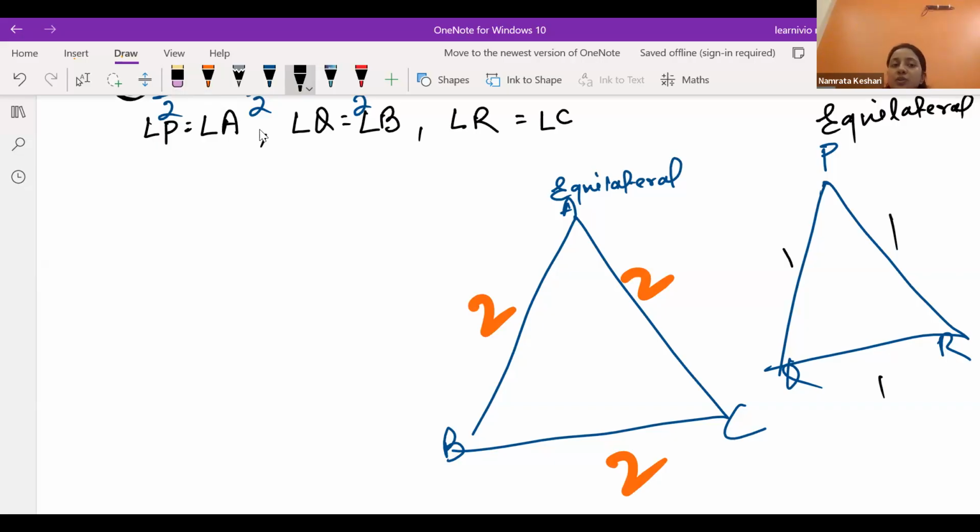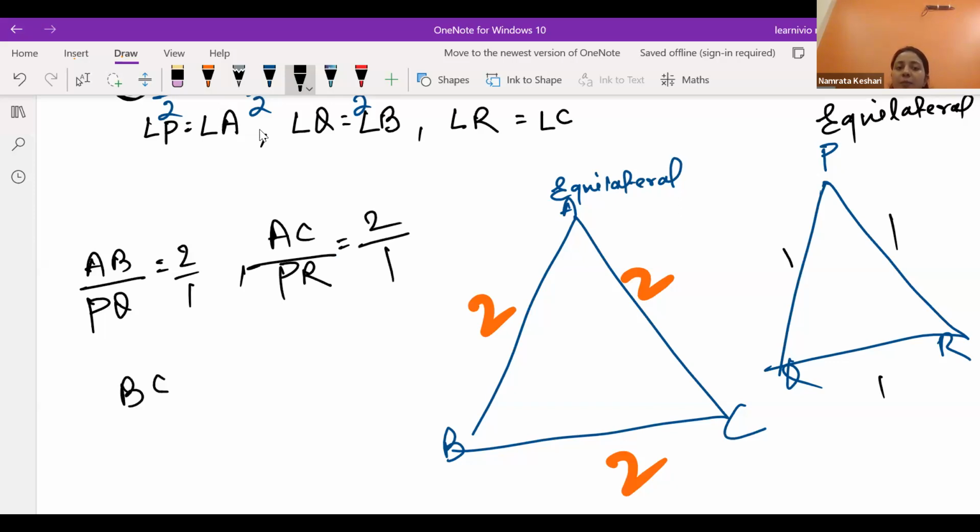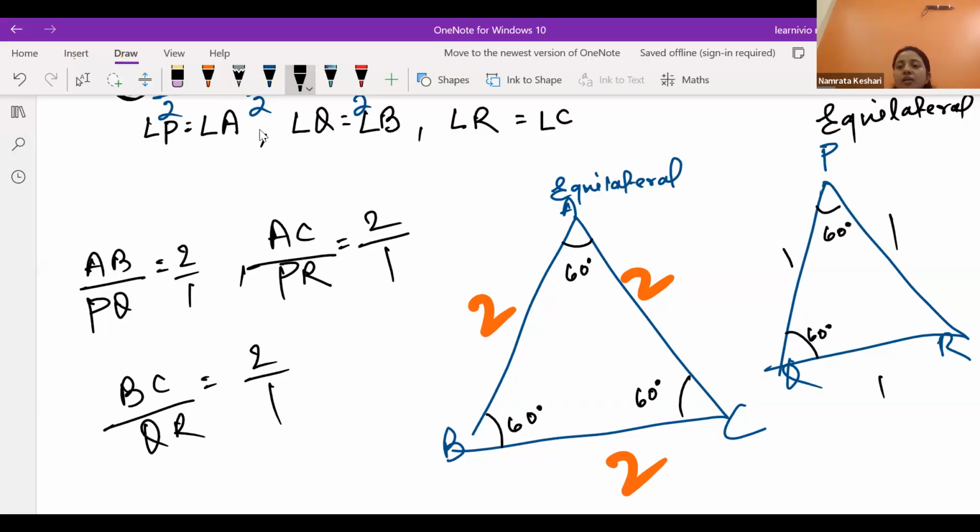Whatever be the measurement, you can see AB by PQ, yes, it is same. AC by PR, whatever way you will try creating the ratio, yes, it is same. BC by QR, yes, it is same. And angles, of course, it is equilateral. Each and every angle over here will be 60, 60, 60. So we can compare whatever way we want. And we will find that one angle here, one angle there, another angle here, another angle there, third angle here, third angle there. It is same, hence similar.